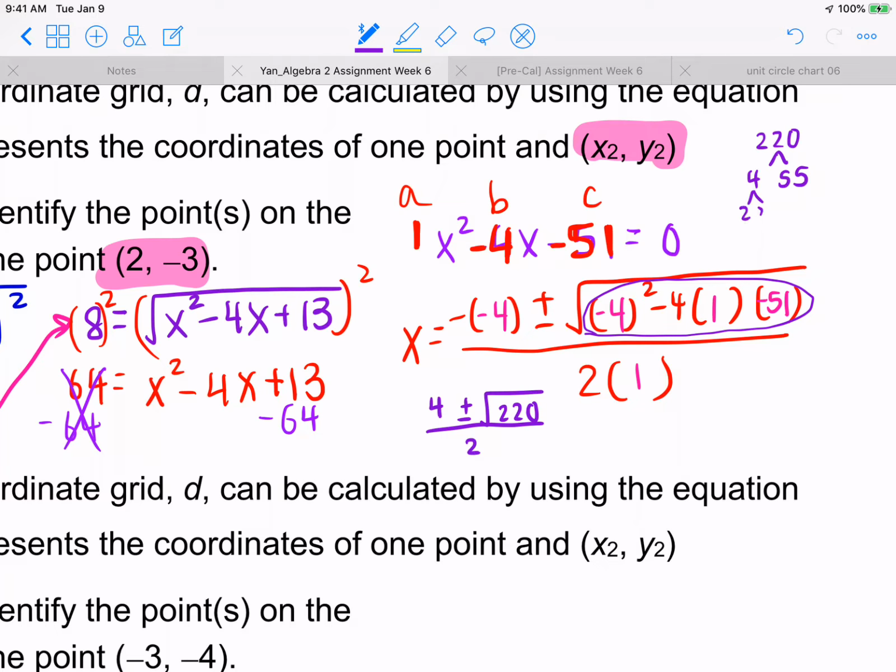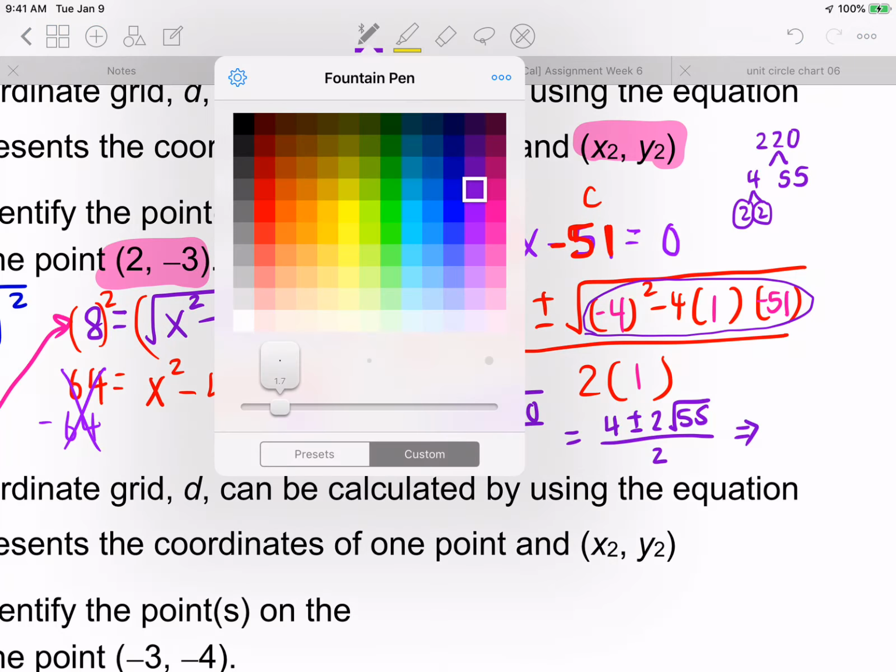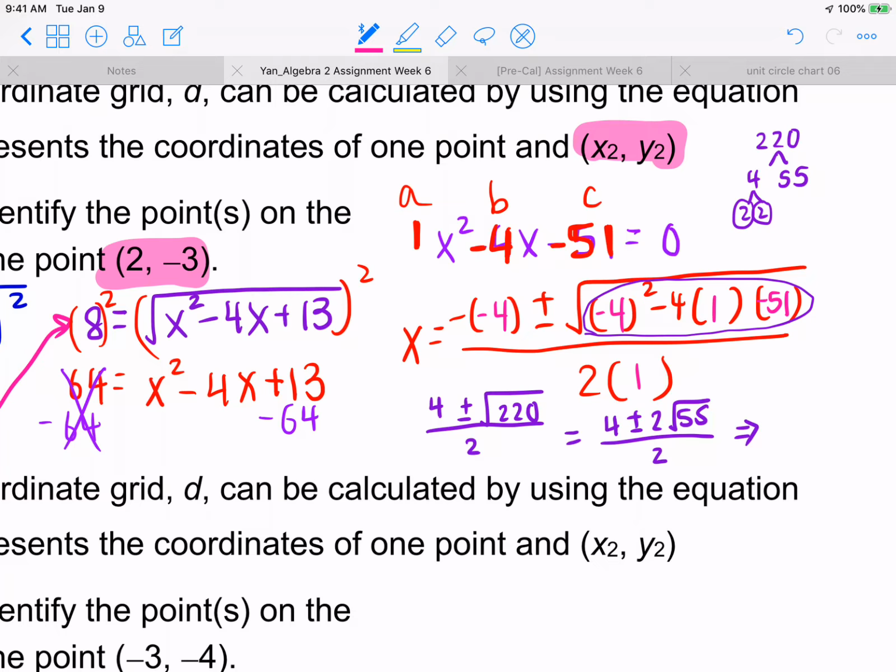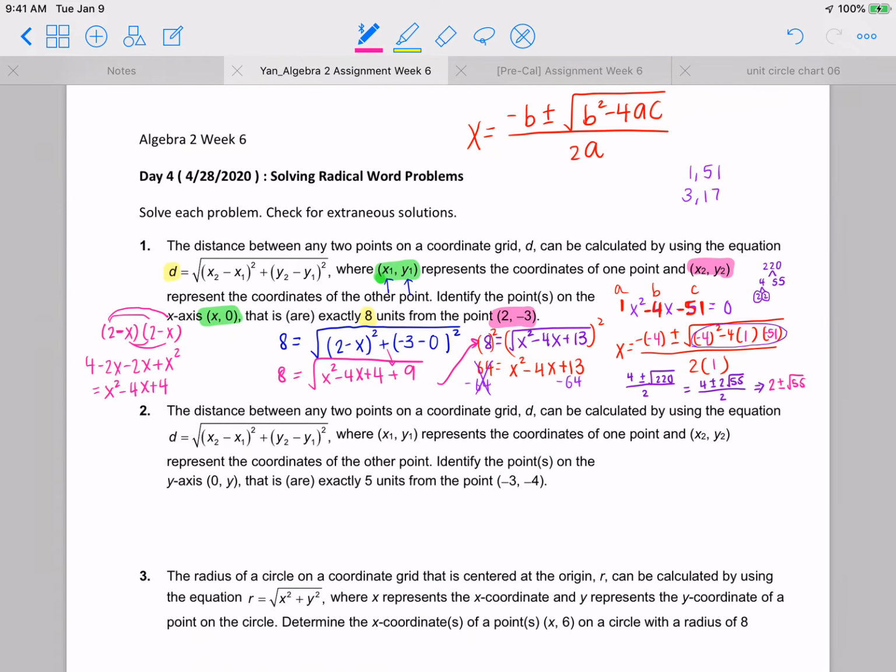I take out a 4 from there because 220 is 55 times 4, and 4 is 2 and 2, right? So I have a pair of 2. I can take out a 2 and keep the 55 in there over 2. Okay, almost done. 4 divided by 2 is a 2. And then we have our plus or minus. 2 divided by 2 is nothing, so I have square root of 55. Okay, so that's basically your answer right here.